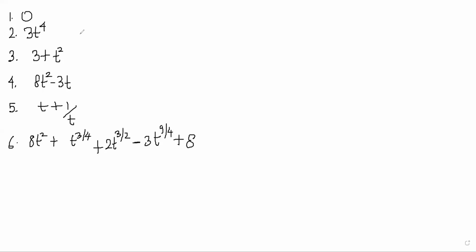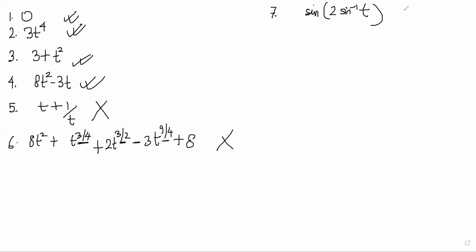So out of these 6, you can say this is a polynomial, this is a polynomial, this is a polynomial, this is a polynomial. This is not a polynomial because t to the power minus 1 is there. You have to have positive integers here, right? And this is not a polynomial because the powers are fractions here. So these six were fairly easy. Now let's think about these. The seventh one is sine of 2 sine inverse t, where -1 is less than or equal to t is less than or equal to 1.